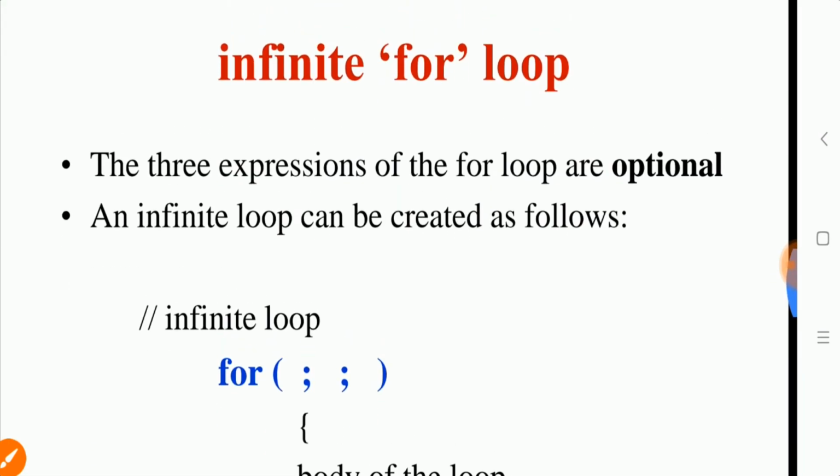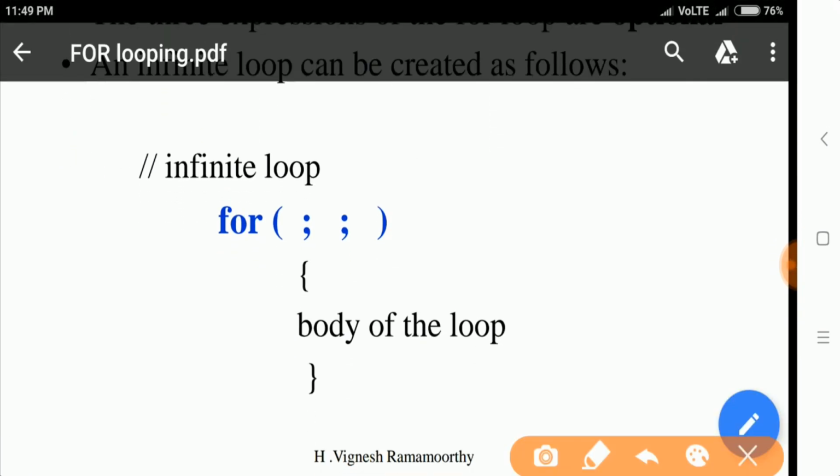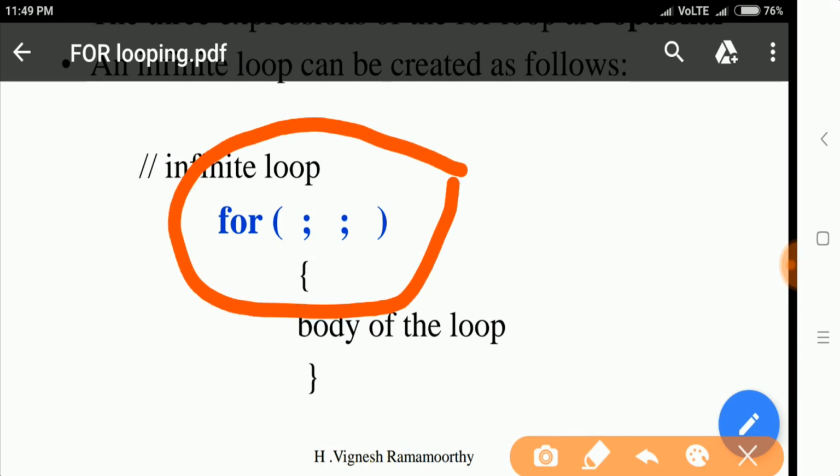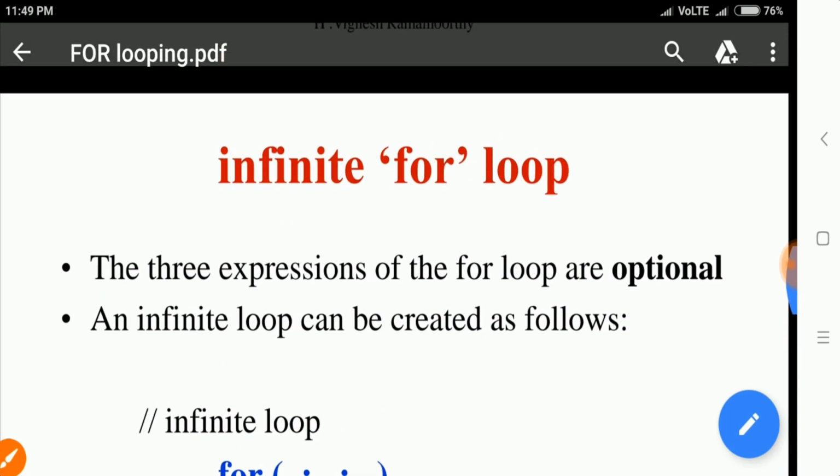Next is infinite for loop. The three expressions given in the syntax: number 1, initialization; number 2, test condition; number 3, increment or decrement. These three expressions are optional. So this allows you to have a for loop like this: for, semicolon, semicolon. There are no parameters inside. These parameters are optional, and this leads to an infinite loop because there is no condition, no initialization, no increment or decrement. So this is an infinite for loop.